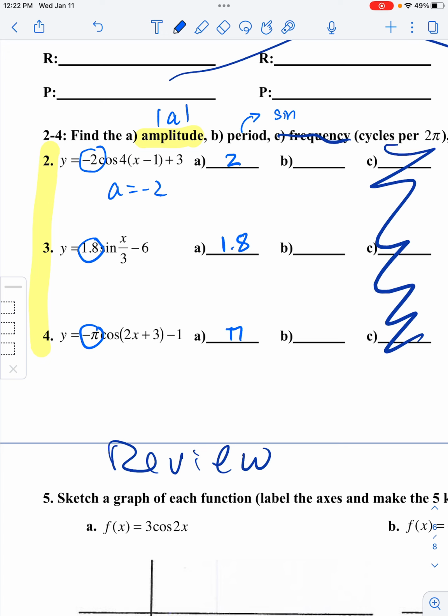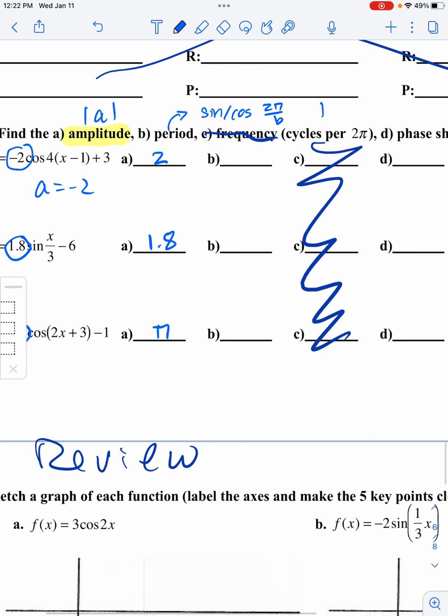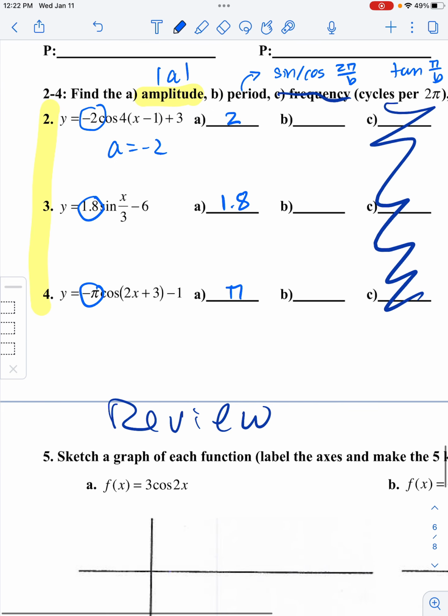The period of the graph is whatever the normal period is. So for sine, cosine, that's going to be 2 pi over b, and that means it'll be the same for secant, cosecant, because they're just reciprocals. But if you have tangent, cotangent, that's going to be pi over b. So in this case, the first one is a cosine, and the b value is 4. So I'll be taking 2 pi over 4, and I'll have a period of pi halves. So that's how far it is from beginning to end.